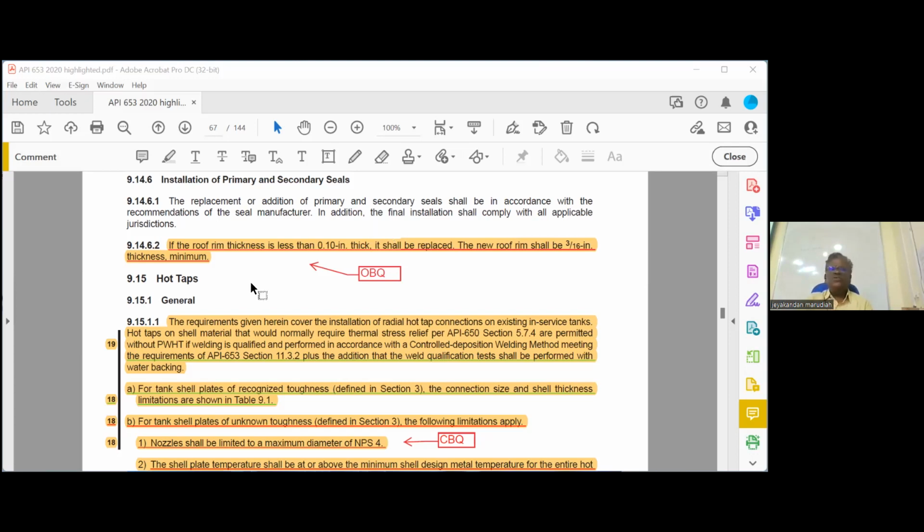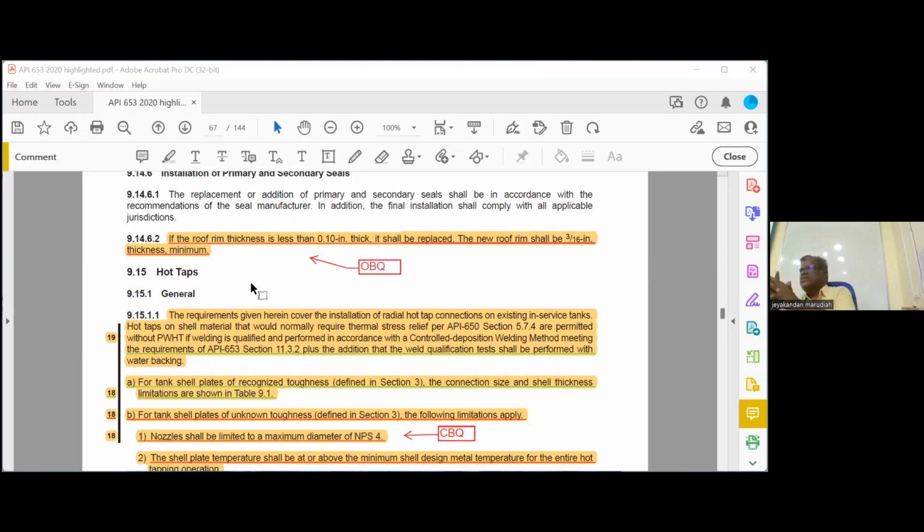Okay. Now coming to the tanks. First, what are the key points you should know about hot tap? Definitely there will be 2 questions. The important thing, first, when you are making a hot tap, you should keep the liquid level at least 3 feet above the hot tap location. Point number 1. What is the minimum liquid level you have to maintain? 3 feet above the hot tap.